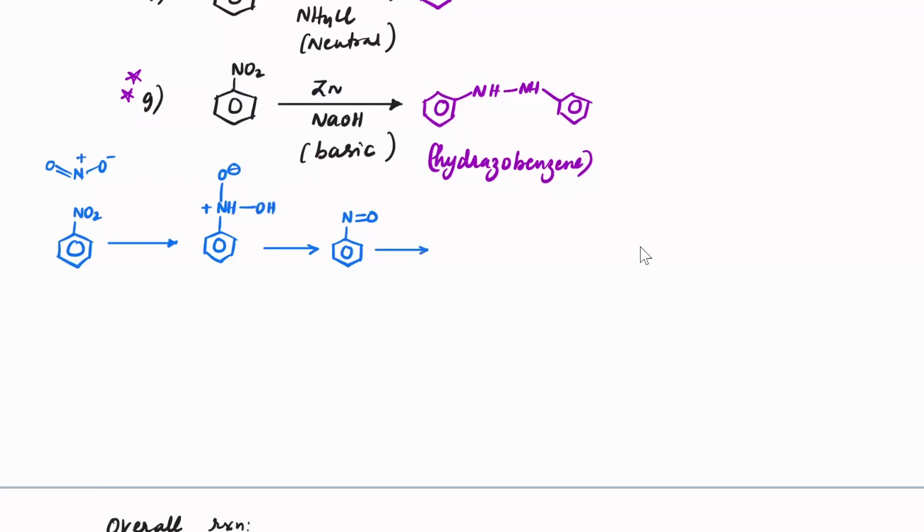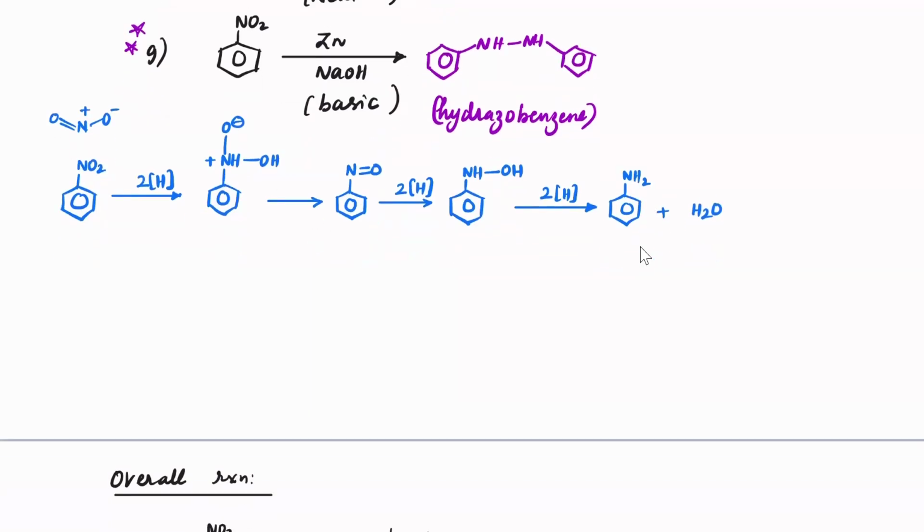And nitroso, if you react with, that means I'm adding how many nascent hydrogens? I've added two nascent hydrogens. Again, if I add two nascent hydrogens, it will go all the way to hydroxylamine, that is NH and OH. And if I add another two nascent hydrogens here, it will go up to NH2 and H2O. So it gets separated out.